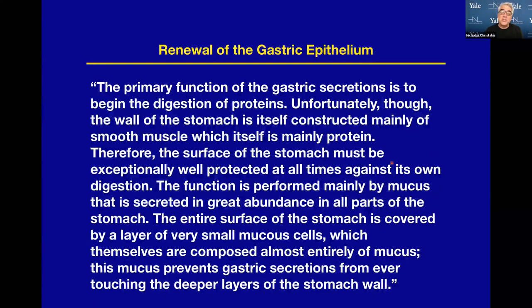And contrast this with a similar but not identical physiologic process that occurs in both male and female bodies. This is the renewal of the gastric epithelium. The primary function of the gastric secretions is to begin the digestion of proteins. Unfortunately, though, the wall of the stomach is itself constructed mainly of smooth muscle, which itself is mainly protein. Therefore, the surface of the stomach must be exceptionally well protected at all times against its own digestion.